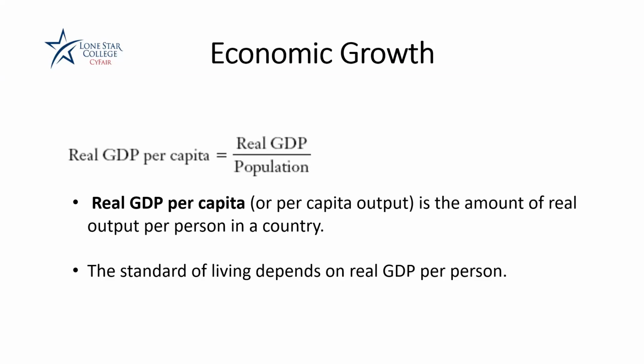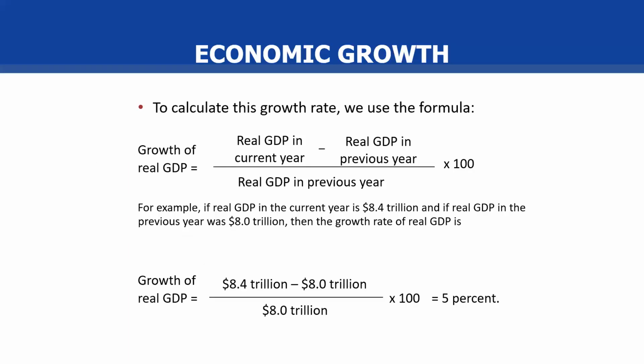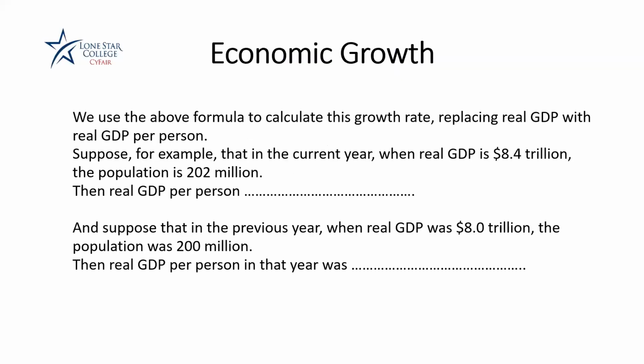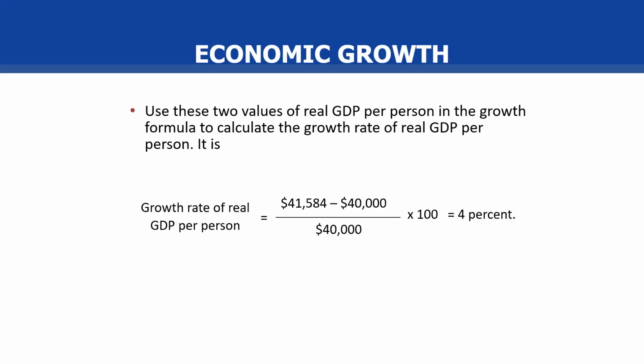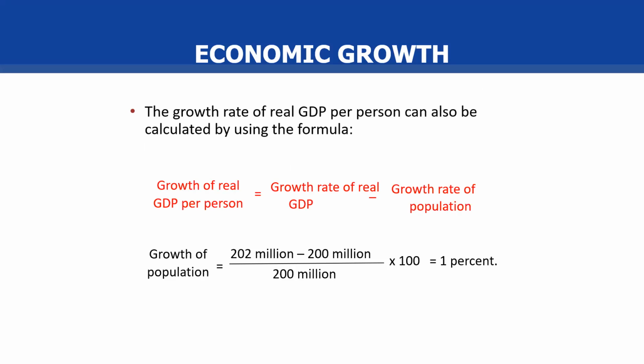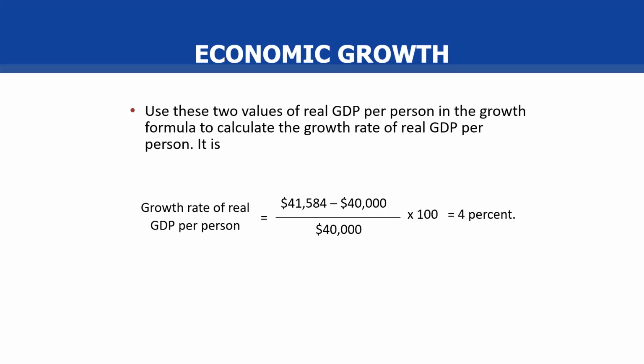The formula for growth rate of real GDP per capita is very, very similar to this formula we already had. Instead of real GDP, you have to put real GDP per capita in the current year minus real GDP per capita in the previous year divided by real GDP per capita in the previous year. And again, you're going to multiply it by 100. So let me show you the formula. This is the formula.